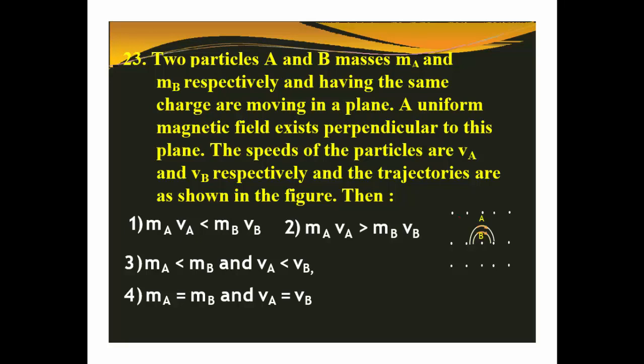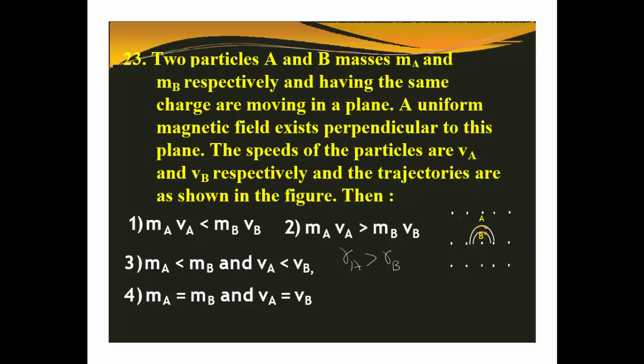The speeds of the particles are VA and VB respectively. The trajectories are also shown here. B has less radius, A has more radius, so the radii of the two particles are unequal. I will write as confirmation that the radius of A is greater than the radius of B. From this picture you can see A has more radius and B has less radius.